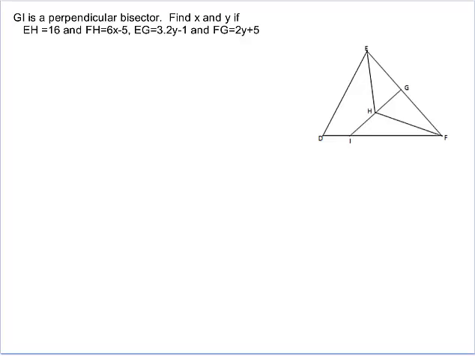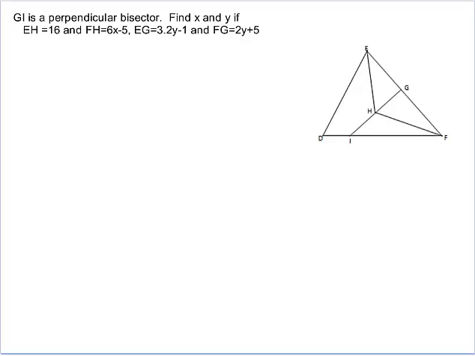Our first example here, we are told that GI is a perpendicular bisector. So right there, whenever we have a definition, that should clue us into the fact that we need to be doing some labeling on our diagram. So GI is a perpendicular bisector. We're going to find x and y. If EH is 16, FH is 6x minus 5, EG is 3.2y minus 1, and FG is 2y plus 5.